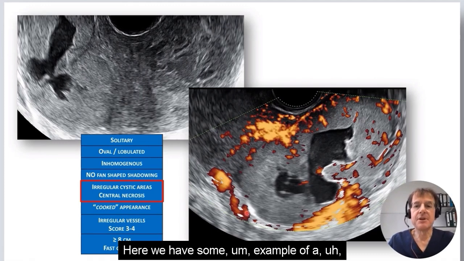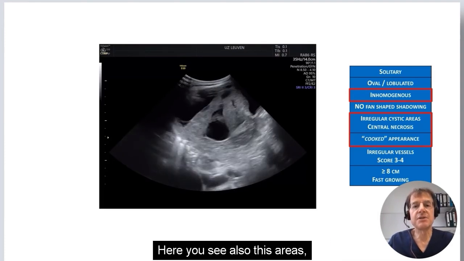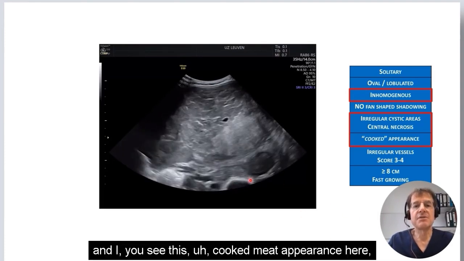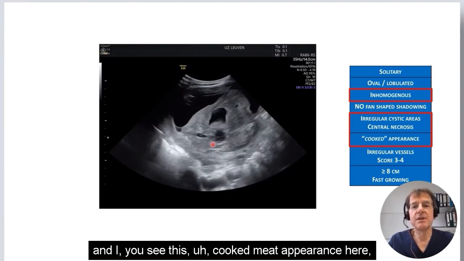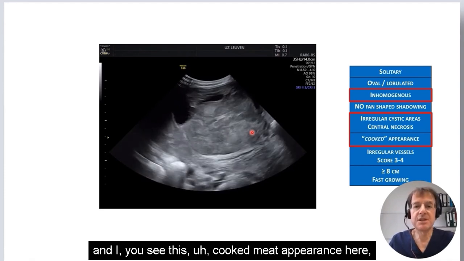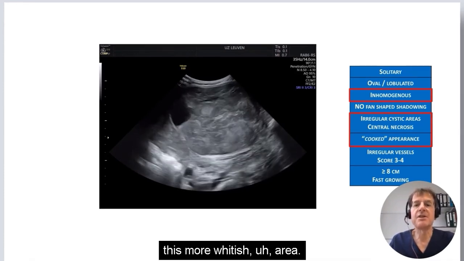Here we have some examples of an irregular cystic area of central necrosis. Here you see also these areas, and here you see this cooked meat appearance, this more whitish area.